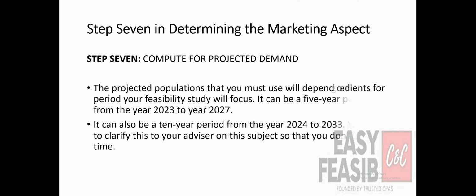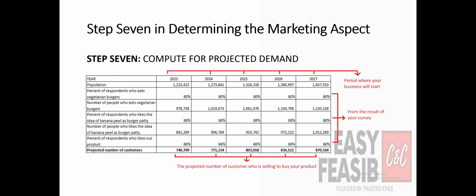The first row is the years 2023 to year 2027. The second row is the projected population we computed on our last video entitled Chapter 2, Marketing Aspect, Part 1, Population and Annual Average Growth Rate. Look on the description below for the link. On the third row, we will be using the survey results, which is your cheat sheet, and we start it like how the survey questionnaire is arranged on our last video entitled Chapter 3, Marketing Aspect, Part 2, Sample Size and Survey Questionnaire. The first question that we asked is, do you eat vegetarian burger?